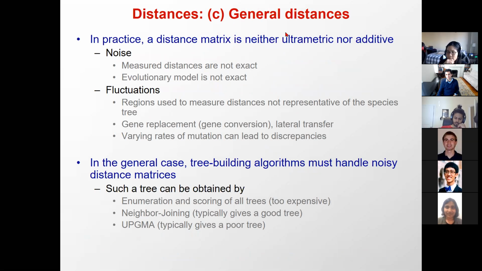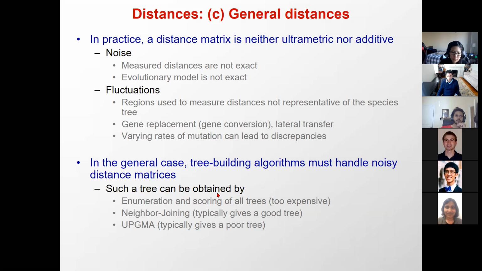And of course, the third type of distance is just general distance matrices. In practice, a distance matrix is neither ultrametric nor additive. One reason is noise, because we're measuring distances that are just not exact. Another is the evolutionary model that we're using to compute these distances, whether it's Jukes-Cantor or a multiple-parameter model, they're simply not exact. And also there are fluctuations. The regions used to measure the distances might not be representative of the species tree, or there might be gene replacement, gene conversion, or lateral transfer, or simply varying rates of mutation, which can lead to discrepancies.